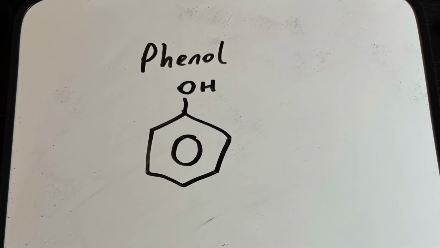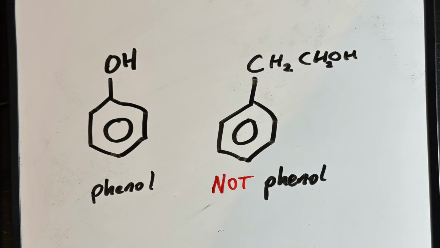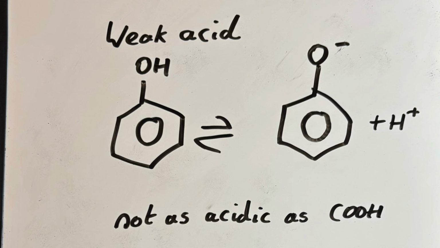And another exception to the naming rule earlier is phenol, but we're going to go into a lot more detail about phenol than we did for the other ones, and phenol is just OH bonded to one of the carbons in the benzene ring. So things like phenylethanol are not phenol, only when it's bonded directly to the benzene ring is it phenol.